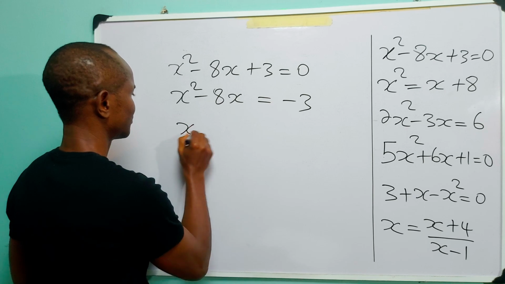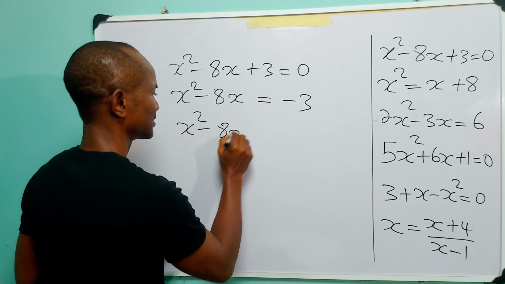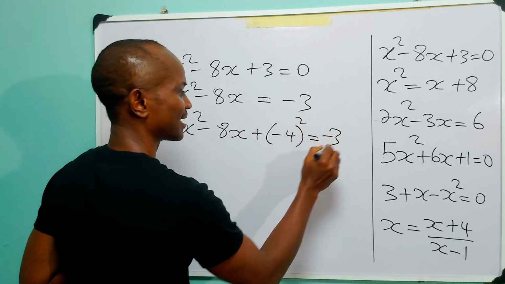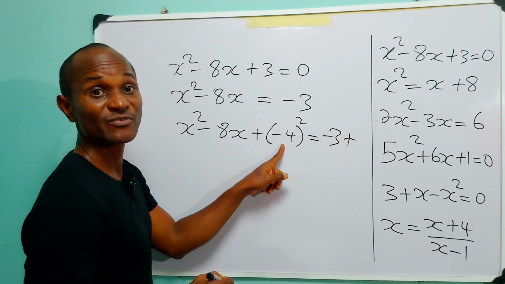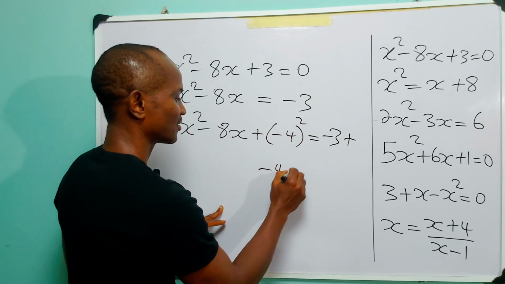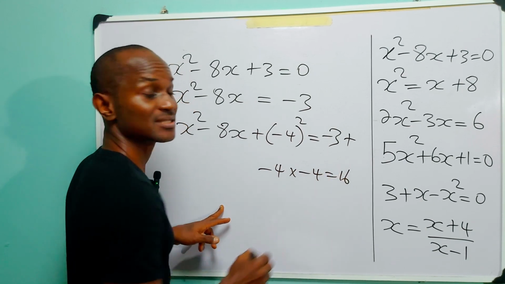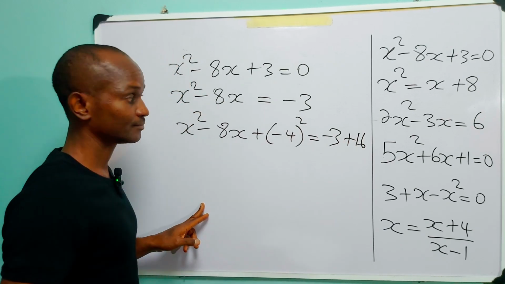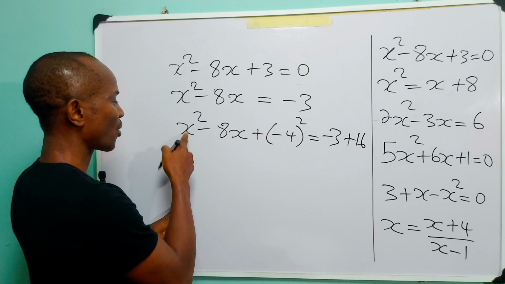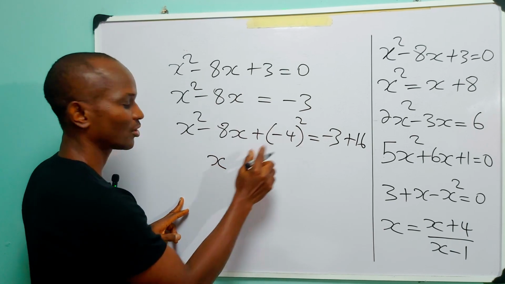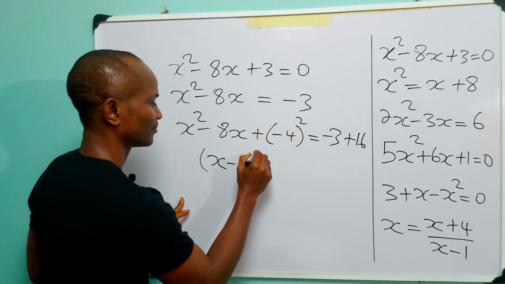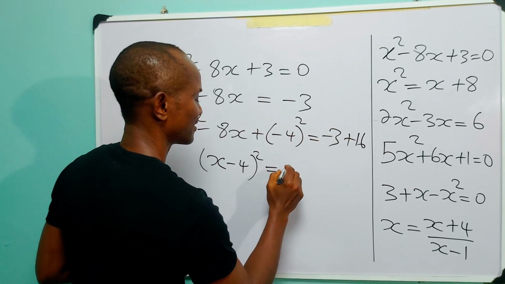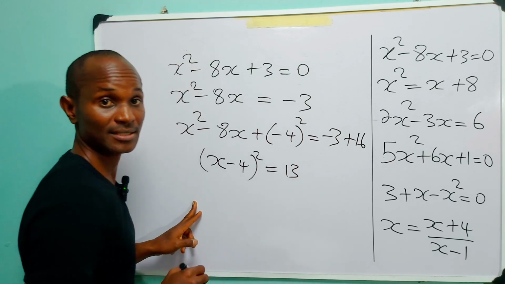So we have that x squared minus 8x plus minus 4 squared is equal to minus 3 plus, now minus 4 squared is equal to minus 4 times minus 4, and that is equal to 16. So we have 16 here. The next step is to take x minus 4 and square it, and this is equal to 16 minus 3, which is 13.